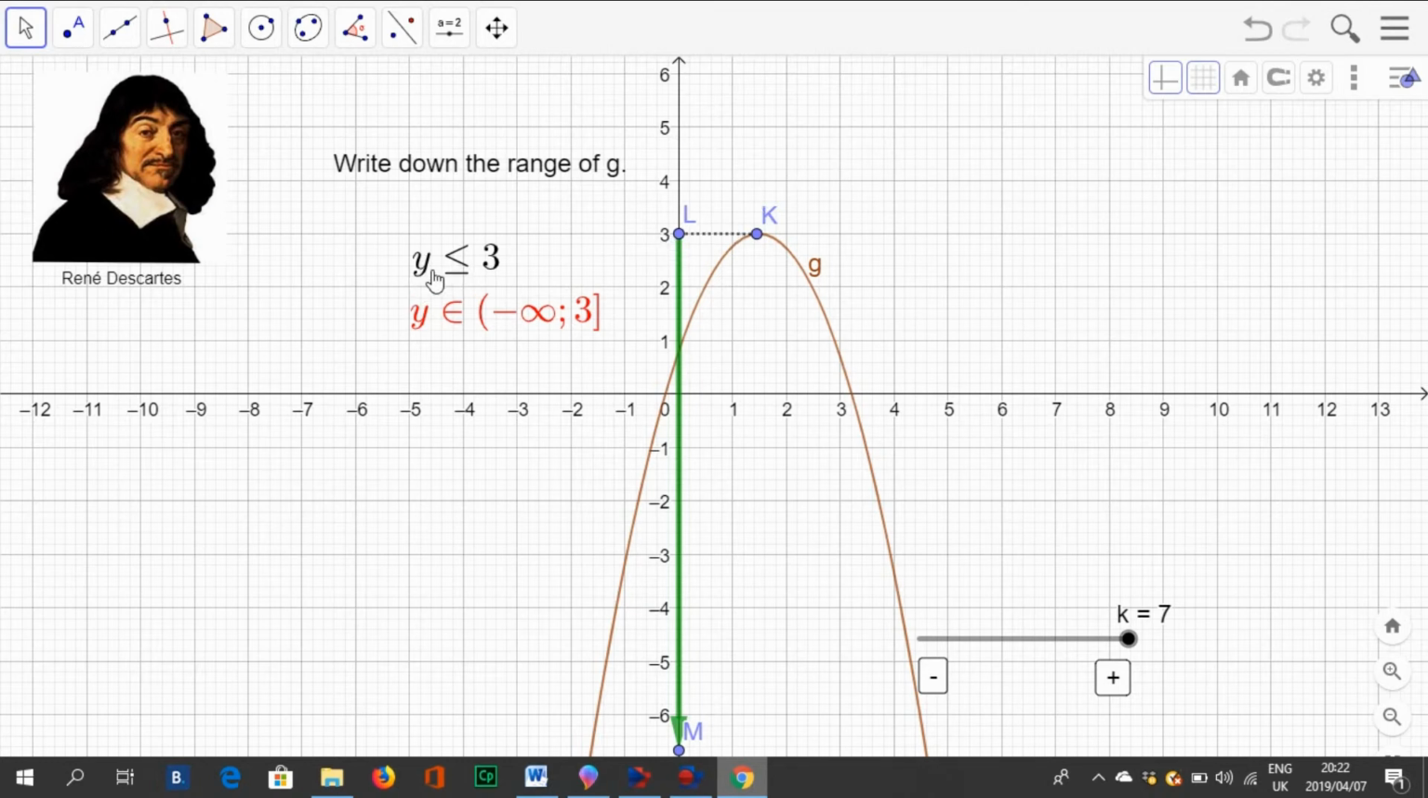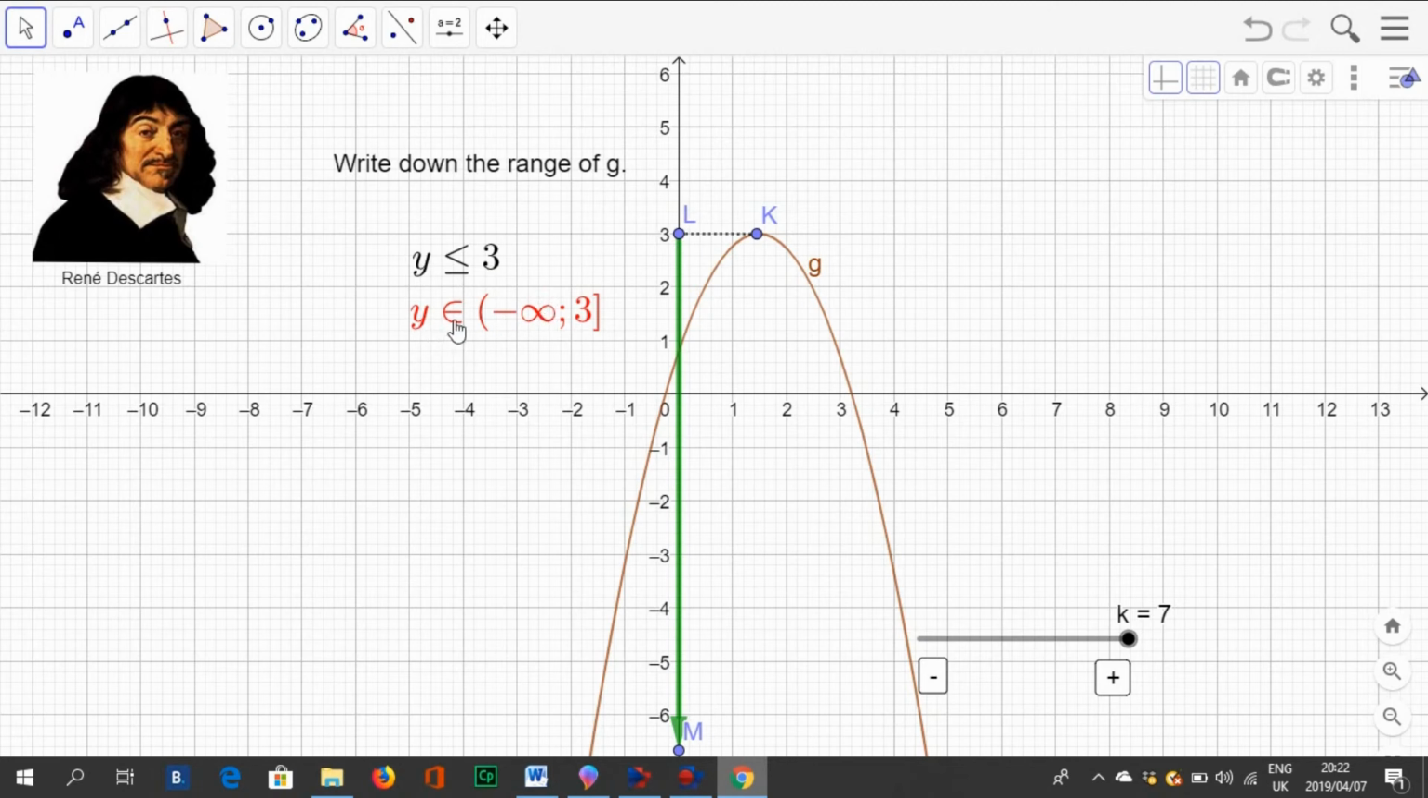So we write therefore y is less than or equal to 3, because remember that this part is included. It's not like the other case that we discussed where there was an asymptote. This is the value of the graph, which is the y value of the turning point, and therefore it is included. Therefore we write y is less than or equal to 3, hence it is shaded.